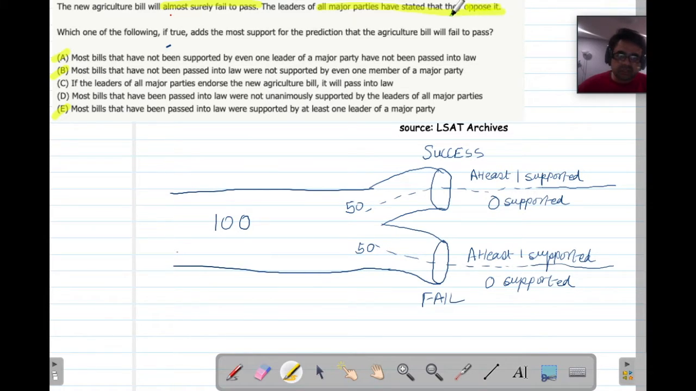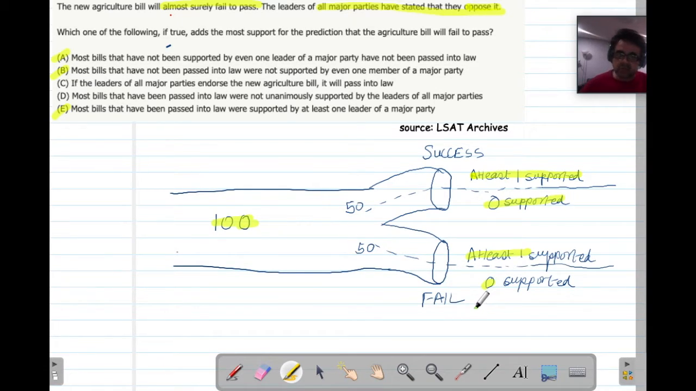We will start with choices B and E first because I wanted to draw the contrast of B and E with respect to A. And what I have done here is draw a diagram. Let's assume about 100 of these bills come into question, 50 succeed and 50 fail, right? That's an example. Out of those, some are supported by at least one leader. There are others supported by 0 people. Again, of those that fail, some are supported by at least one, and some are supported by 0. We don't know how many.